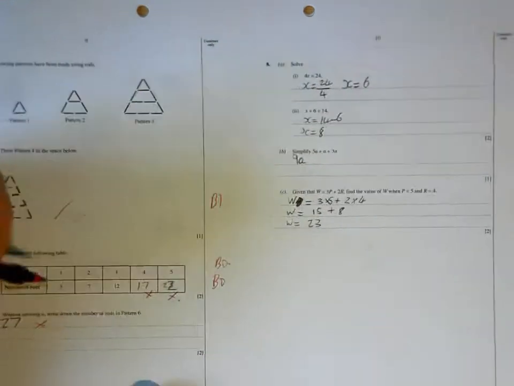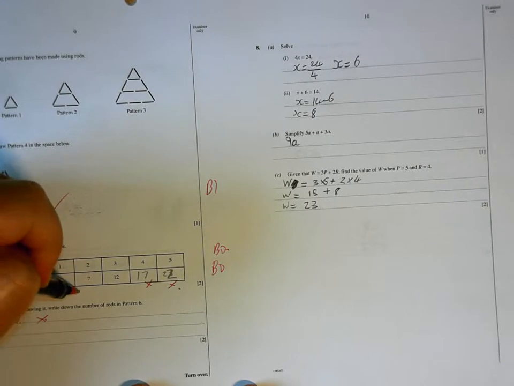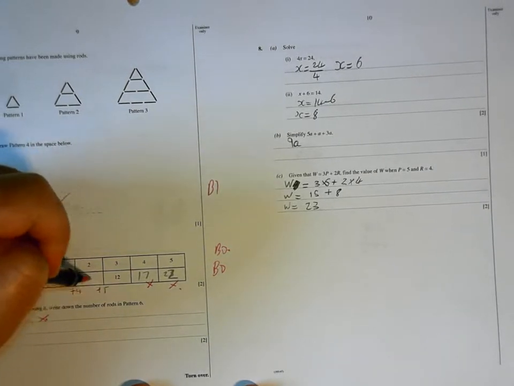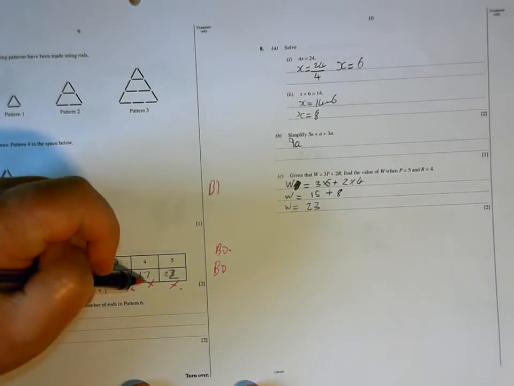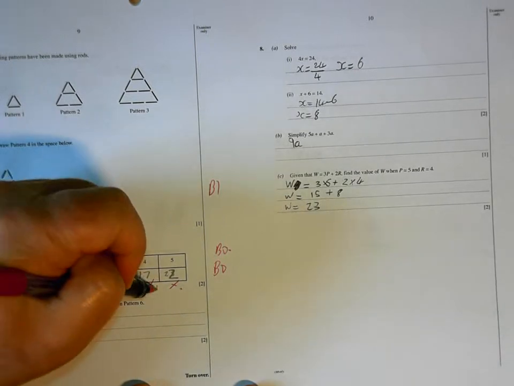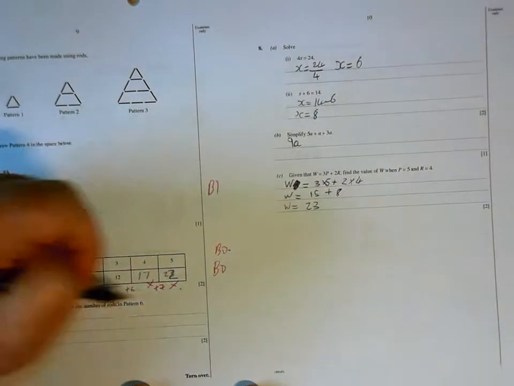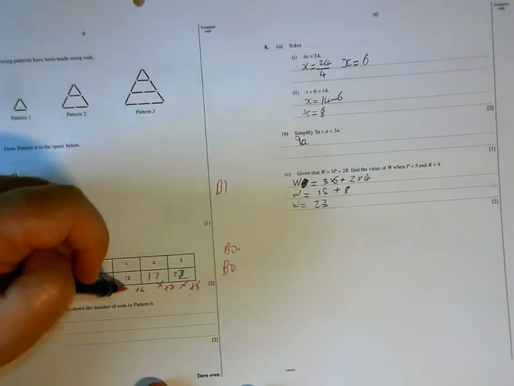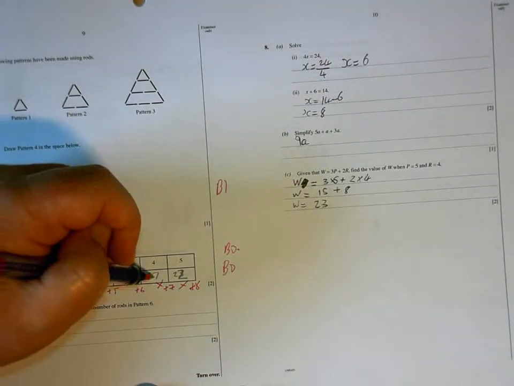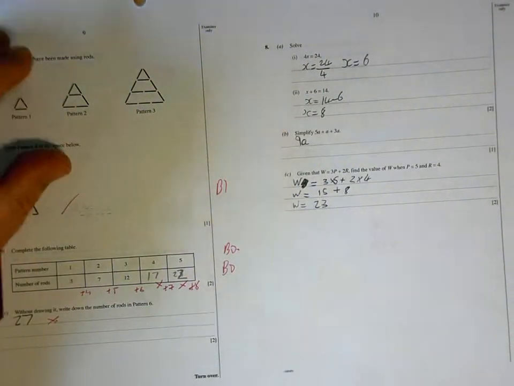Look, with any sequence, look at what's happening. It's going up in 4, then it's going up in 5, so this should be going up in 6, and then that one should be going up in 7, and then for the final one it should be going up in 8. So 12 and 6 is 18, 18 and 7 is 25, and so on.